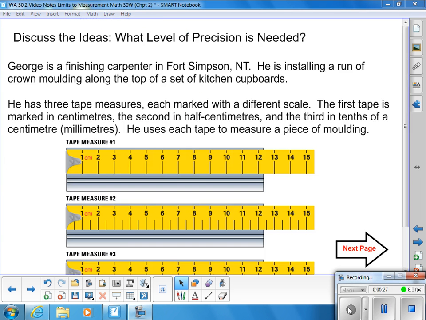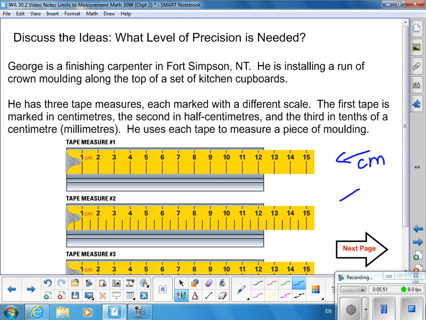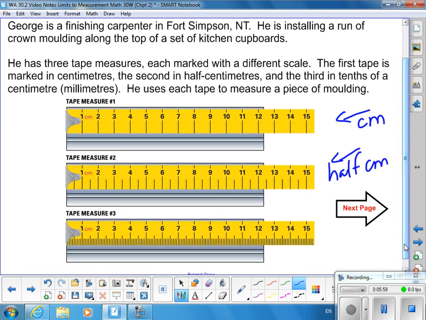Okay, we're going to look at a situation where we need to think about what level of precision is needed. George is a finishing carpenter in Fort Simpson, Northwest Territories. He's installing a run of crown molding around the top of a kitchen cupboard. He has 3 tape measures, each marked in a different scale. The first tape is measured in centimeters. The second one is marked in half a centimeter. The third one is marked in millimeters. Okay? He uses each tape to measure a piece of molding.